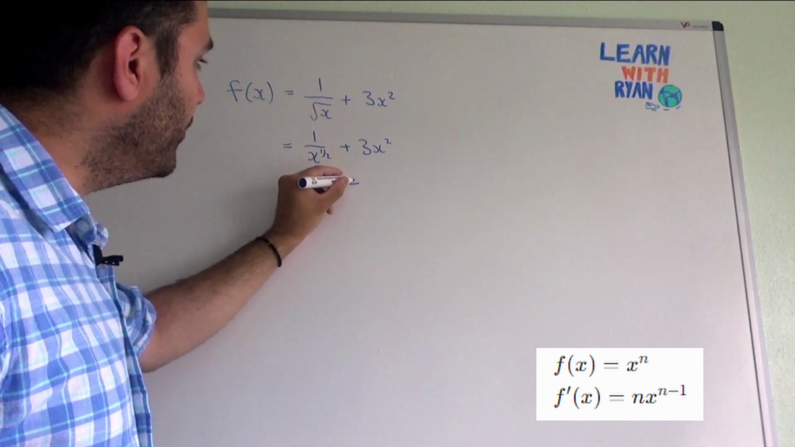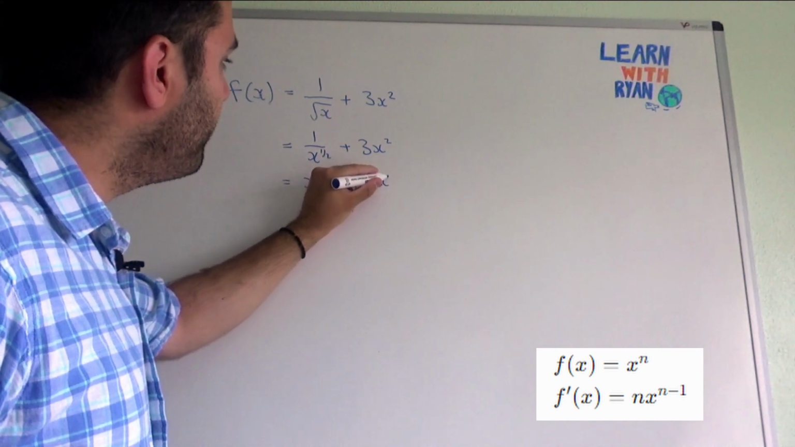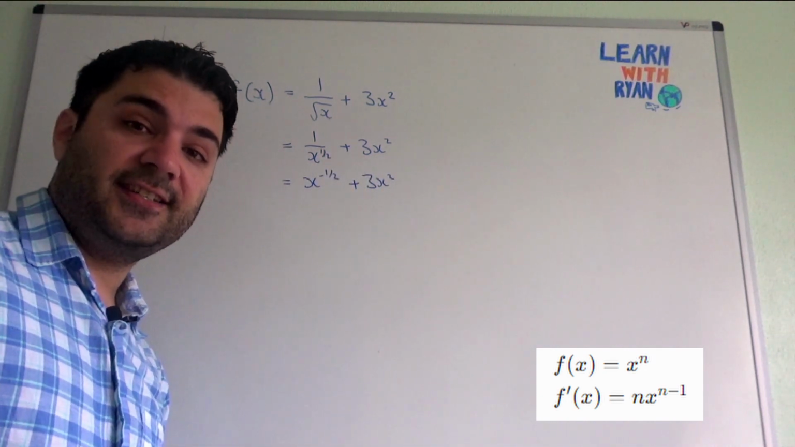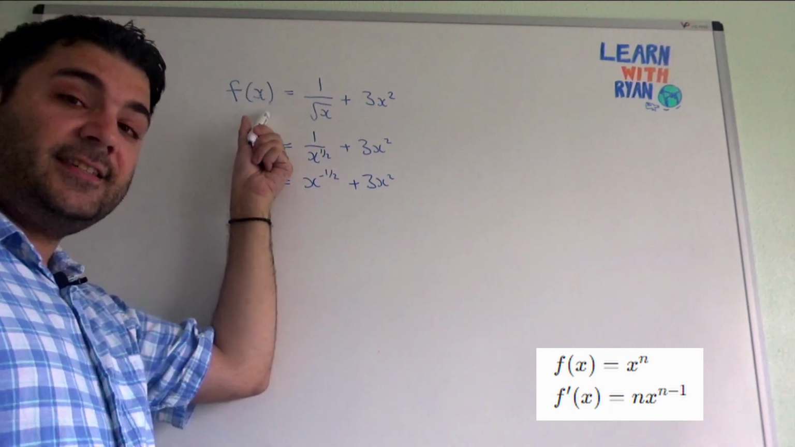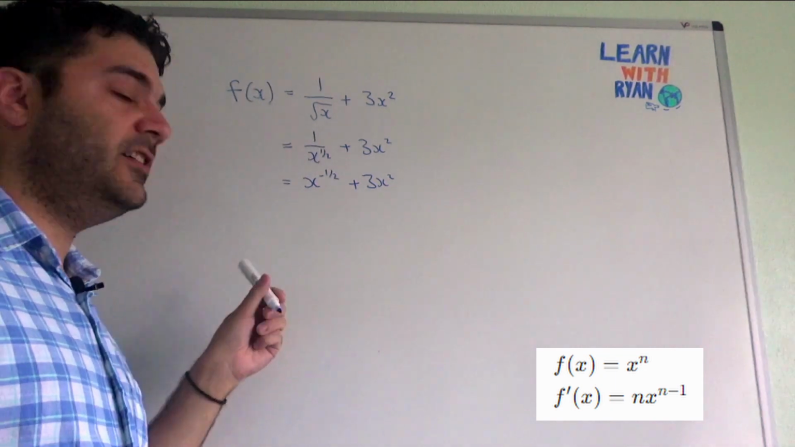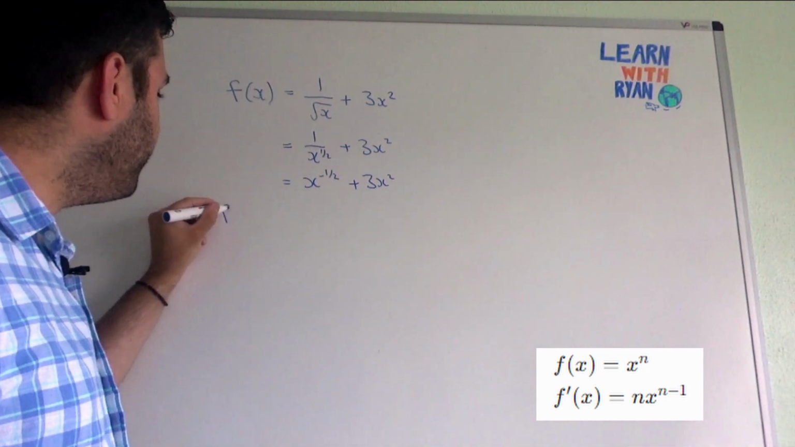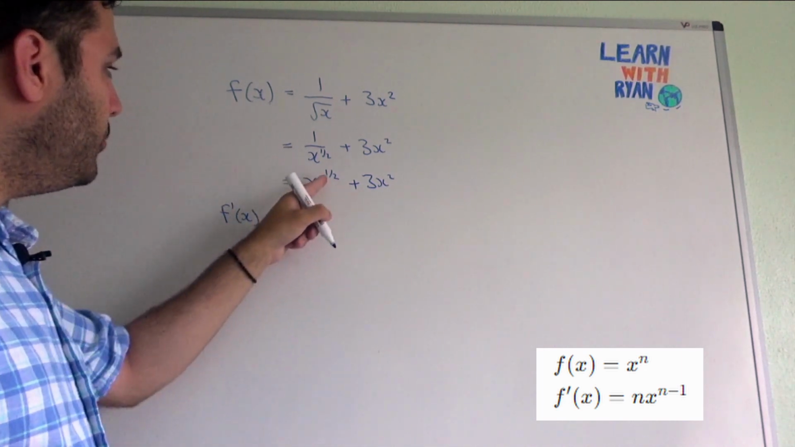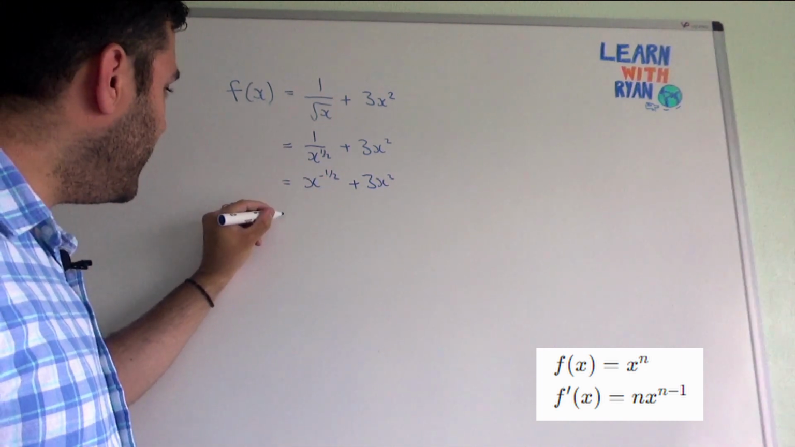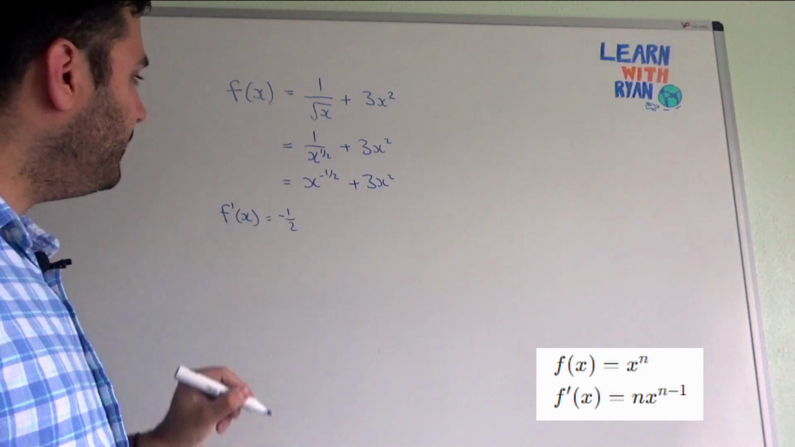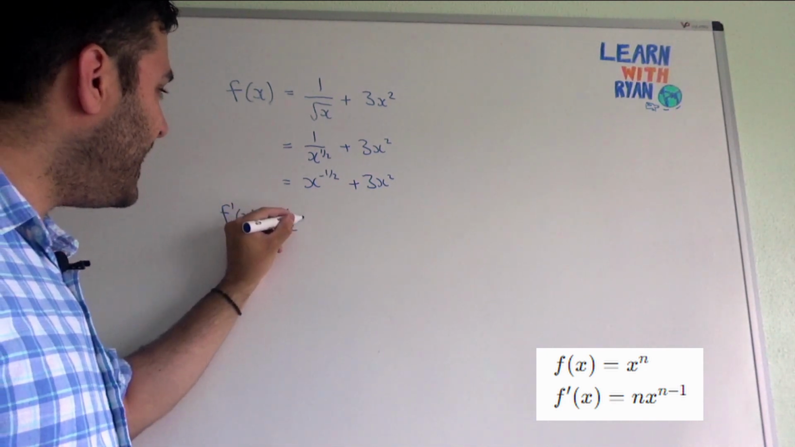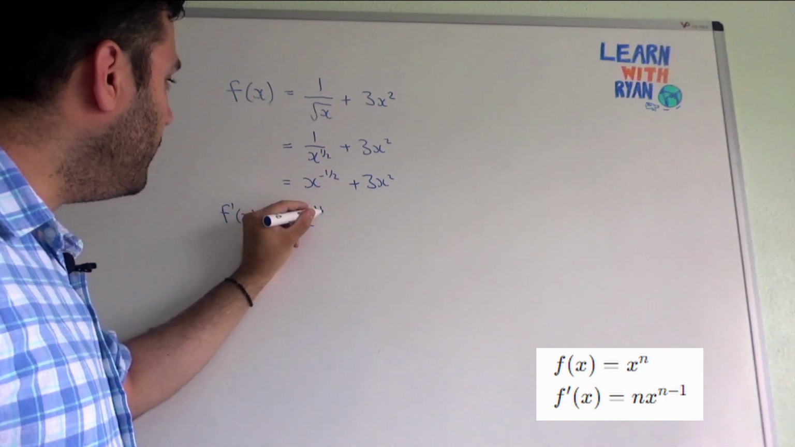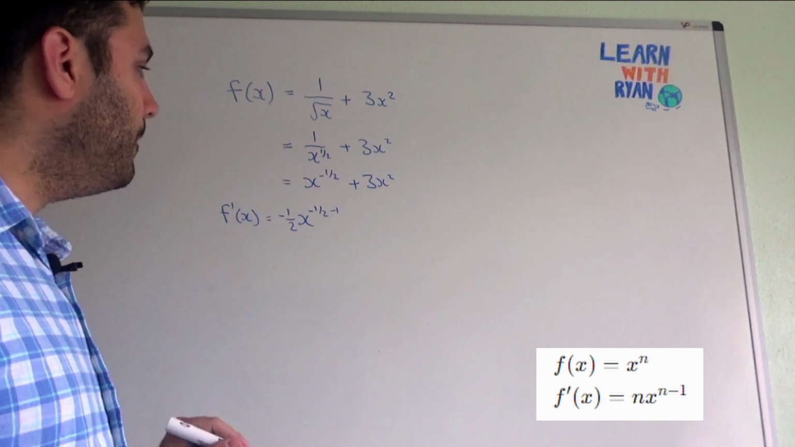And then we've got plus 3x squared. Okay, so now what we can do is differentiate it. Because we've got f of x here, we need to write the appropriate notation, which is f prime of x. So just as before, we bring the power down. So we have minus a half, and then what we've got is x, and then we decrease the power by 1. So minus a half minus 1.